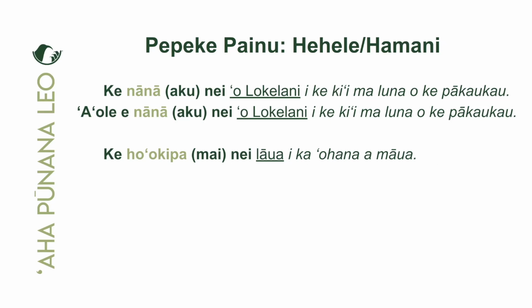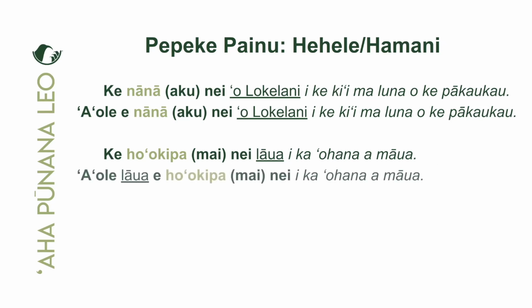Okay. To negate this, we use 'ole and take a look at the piko. It is now a papani, right? So the same thing that we learned in the previous ha'awina, whenever the piko of the sentence is a papani, lele ka piko papani i mua, right after 'a'ole. So 'a'ole laua e ho'okipa mai nei i ka 'ohana a maua. Them two are not hosting right now at this moment our family. Yeah, the family of maua.